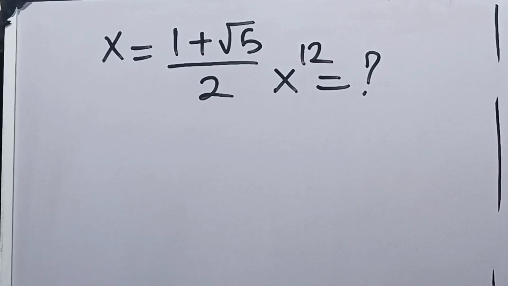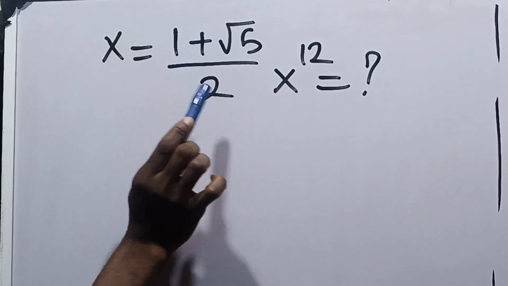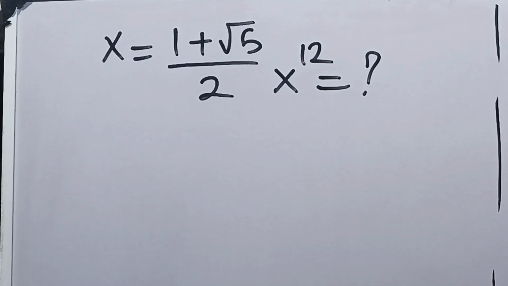Let's solve this question together. It says x raised to the power 1 plus root 5 is equal to 2. We are going to find x raised to the power 12. Okay, so how do we do this?